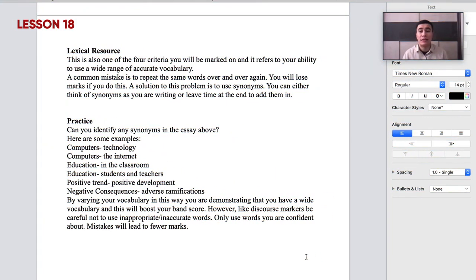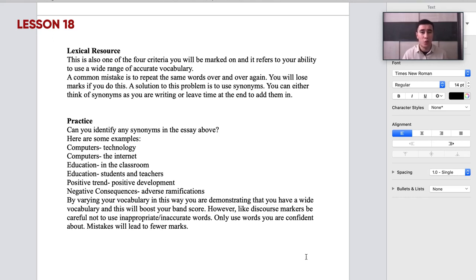Now guys, let's talk about lexical resource. This is also one of the 4 criteria you will be marked on, and it refers to your ability to use a wide range of accurate vocabulary. A common mistake is to repeat the same words over and over again. You will lose marks if you do this. A solution to this problem is to use synonyms, of course. You can either think of synonyms as you are writing or leave time at the end to add them in.